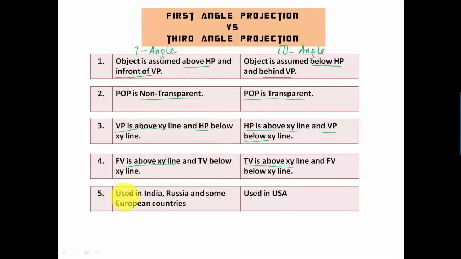Now, first angle projection is basically used in India, Russia, and some more European countries, whereas this is widely used in the United States of America. Third angle projection I'm talking about, that is assuming the object below HP and behind the vertical plane.